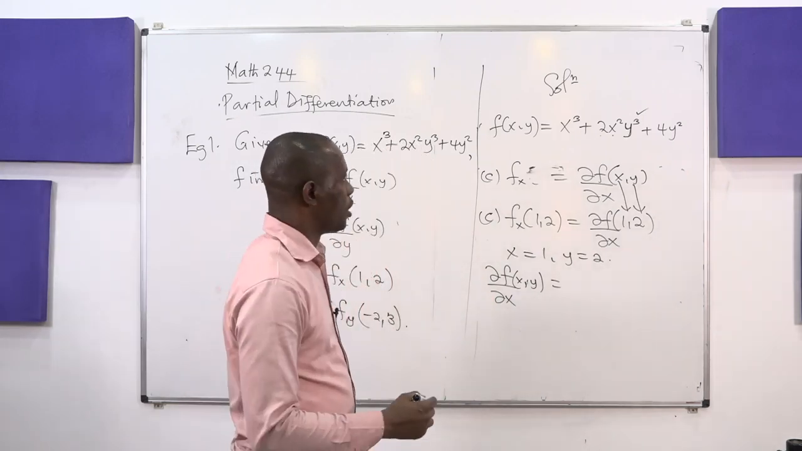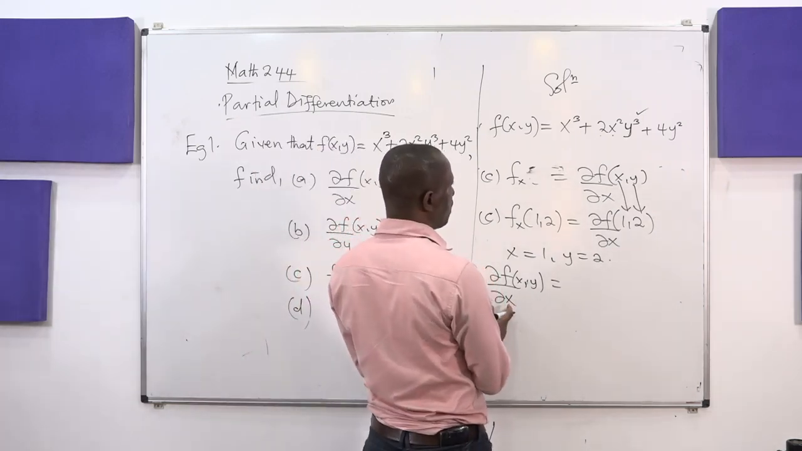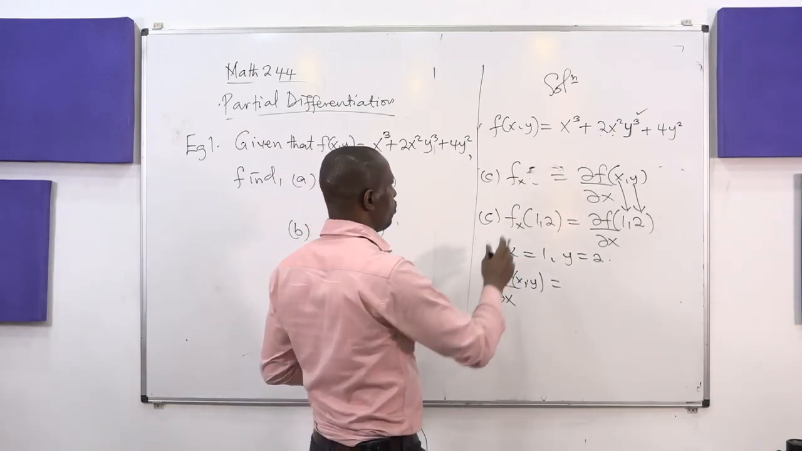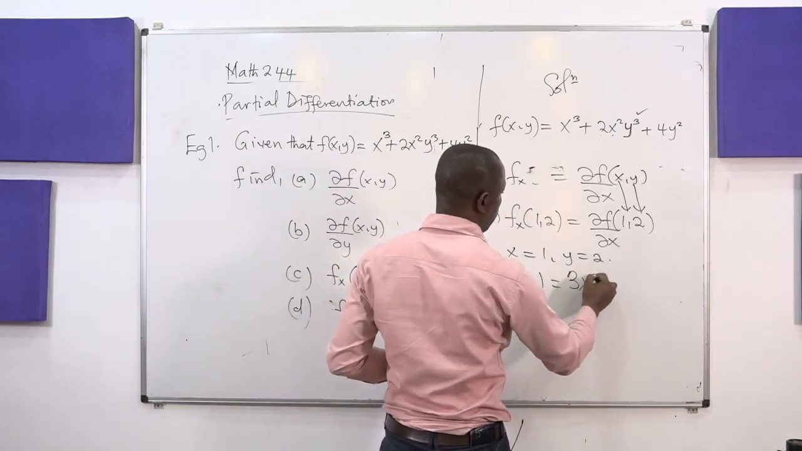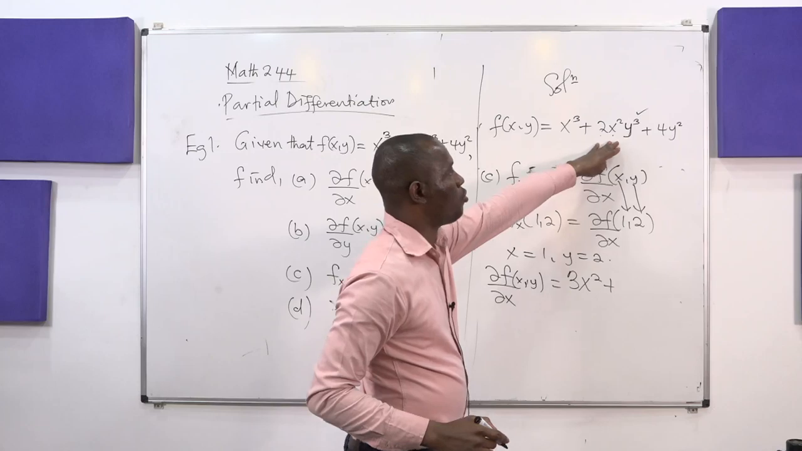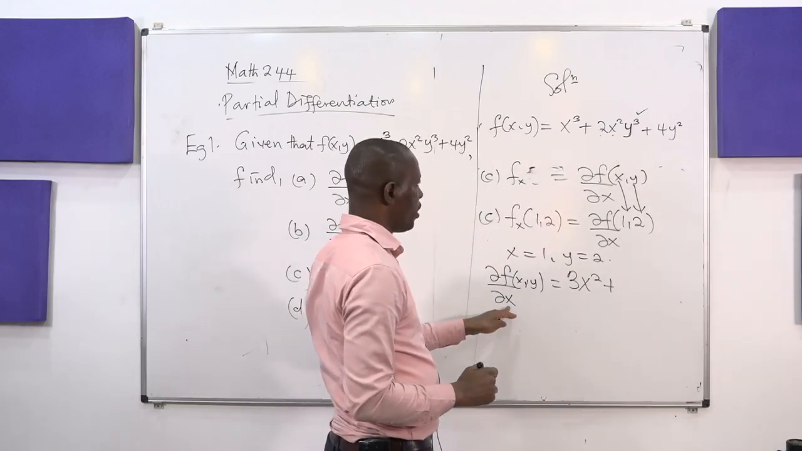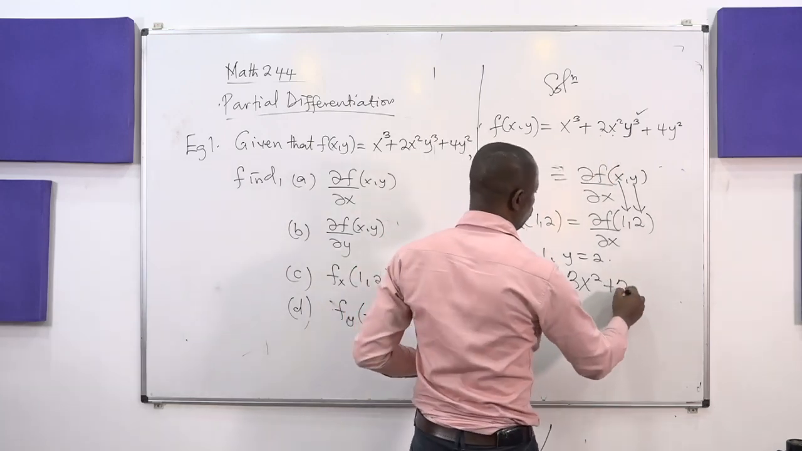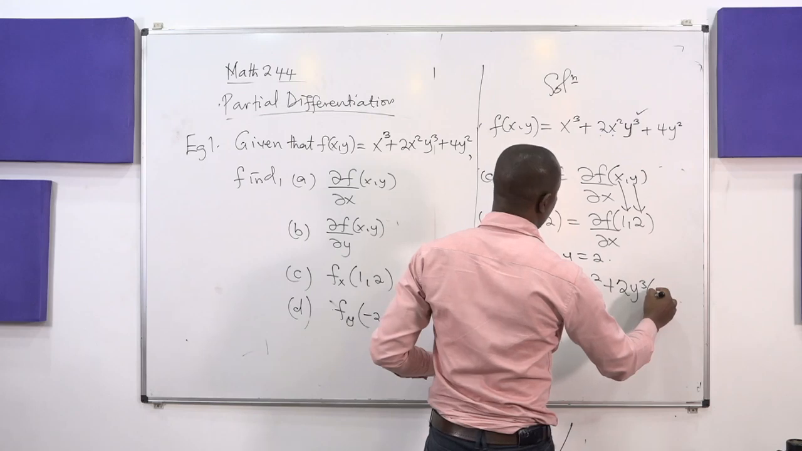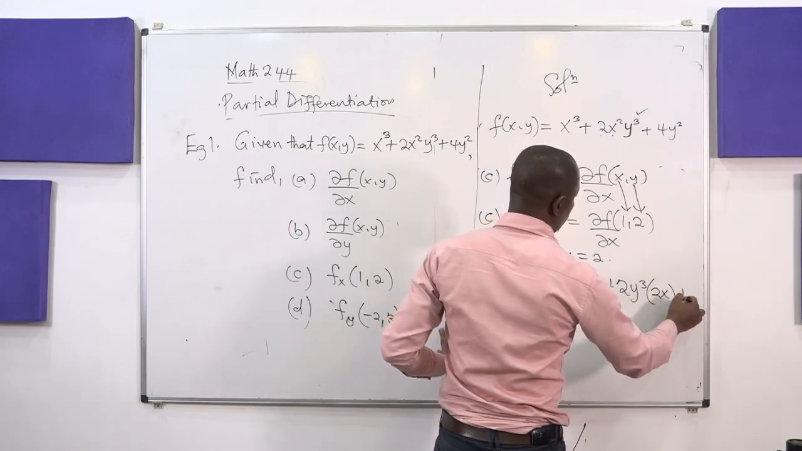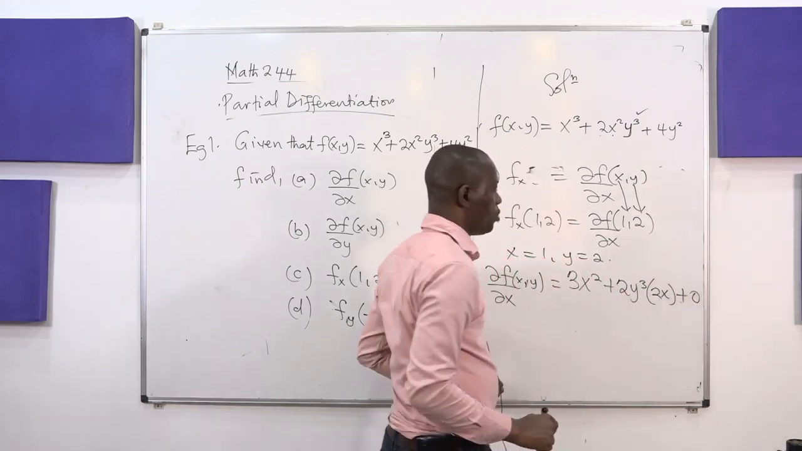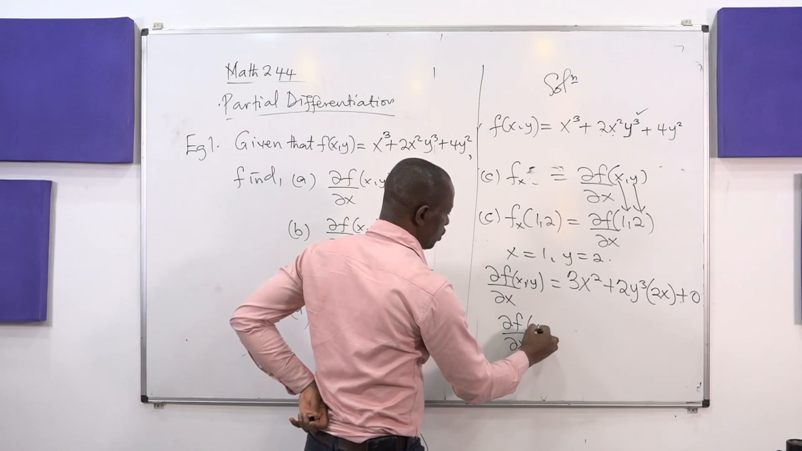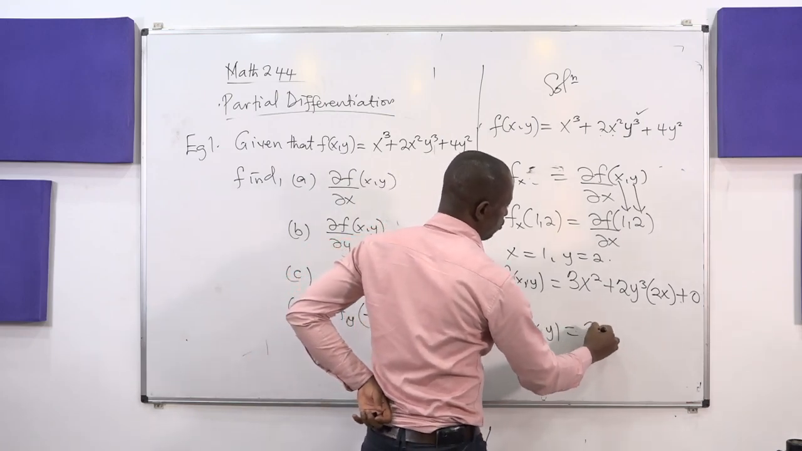Partial with respect to x means that any letter apart from x is treated as a constant. So differentiating x cubed gives 3x squared, plus the product of x squared and y cubed. Here y cubed is a constant, 2 is also a constant, so 2y cubed, then differentiate x squared to get 2x. Differentiating the last term, you get 0.